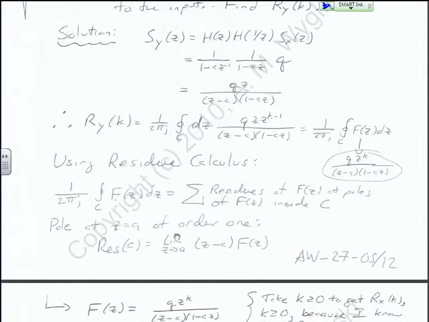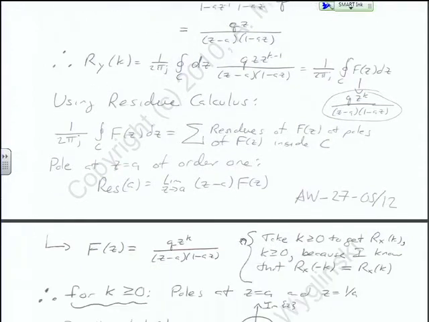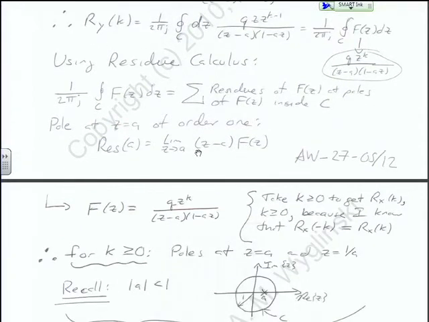So for the z equals a pole, the residue at a is equal to the limit as z goes to a of (z minus a) f of z. And if you calculate that limit, let's say we know that f of z is equal to that expression. First of all, we have to take k greater than or equal to 0 in order to get that r_x of k, and for k negative, because we know that there's a symmetry when we have r_x of k and r_x of minus k, right? So we actually need to break this up and look at the case for when k is positive or equal to 0. And so for this expression for f of z.